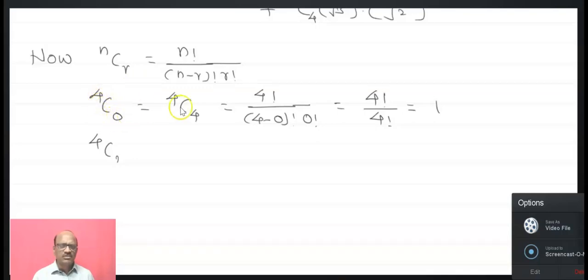The value of nC0 is equal to 4C0. Now here apply the formula for nC0, or you may apply also for the formula for 4C4. nC0 means what? n factorial upon (n minus r) factorial, where r is 0. That is 4 minus 0 factorial into 0 factorial. And that's why you are getting 4 factorial upon 4 factorial. These two get cancelled and you are getting the value 1. This value is also equivalent for 4C4 and 4C0. Now next value.